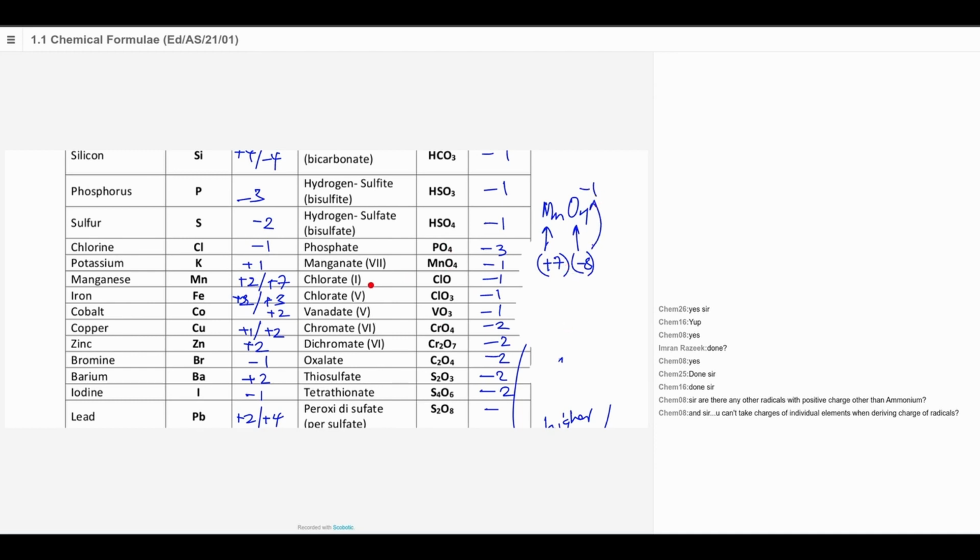So you can work out chlorate 1. That means chlorine is +1 here. Chlorine can take +1. It can lose 1 electron. Generally it's -1, but it can be +1 as well. And oxygen, we know it's -2. +1 and -2 is -1.